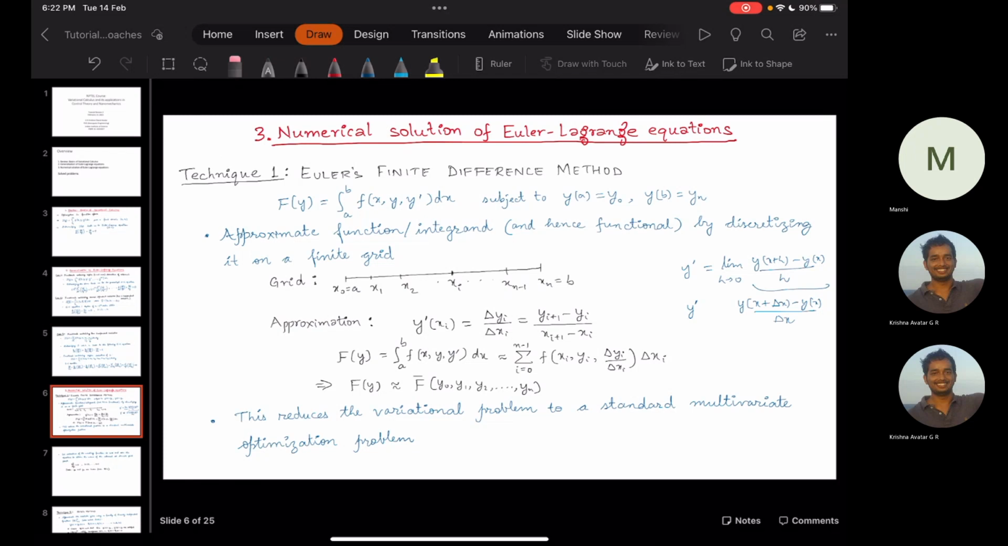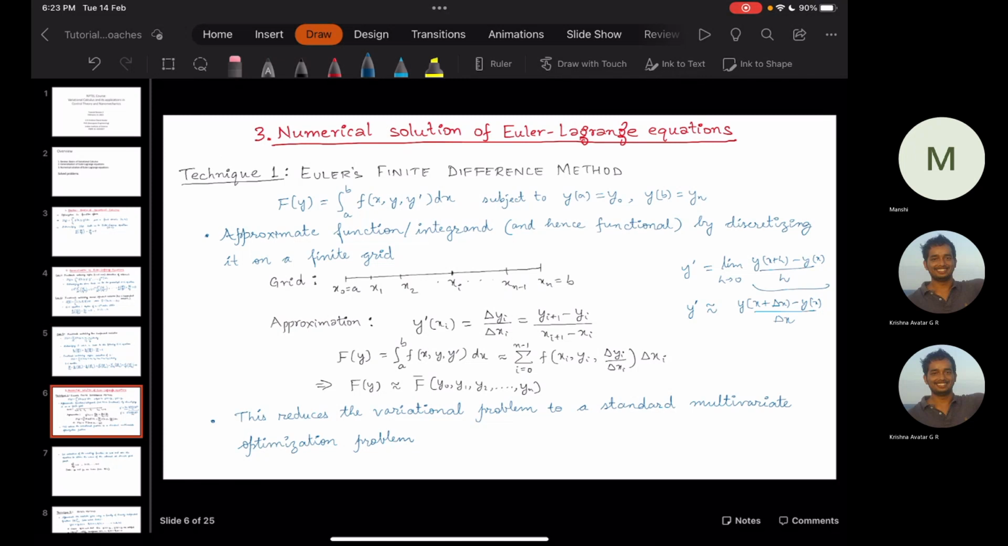So this is just an approximate value. This is how we are trying to approximate our first order derivative of y. This is what we call the finite difference method, or finite difference scheme, to obtain an approximation for derivatives. So what we do is, in this functional, F of y is equal to the integral from a to b of f(x, y, y') dx.